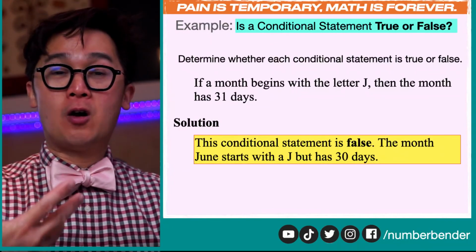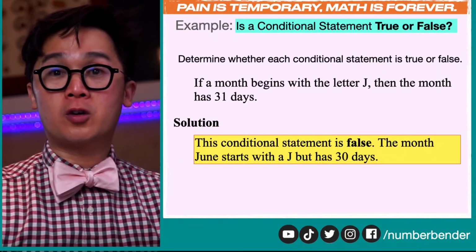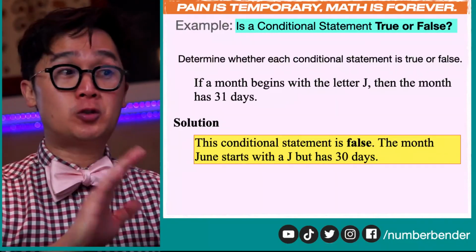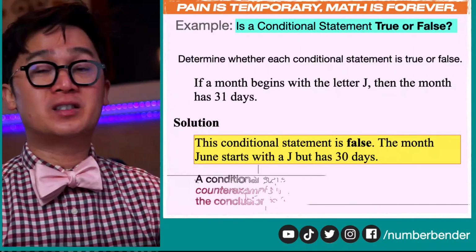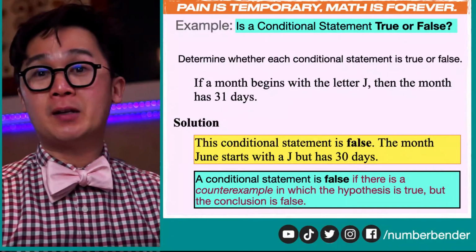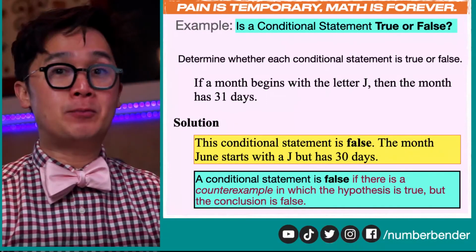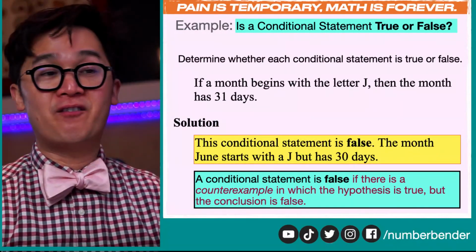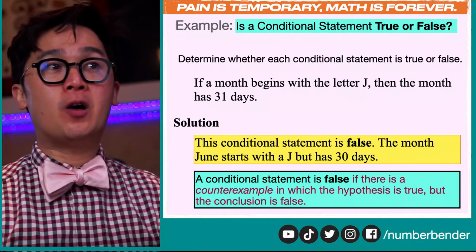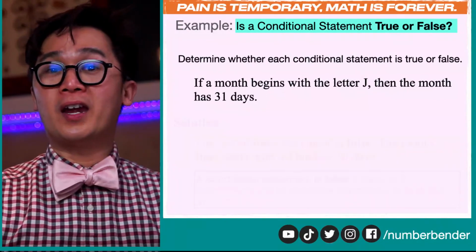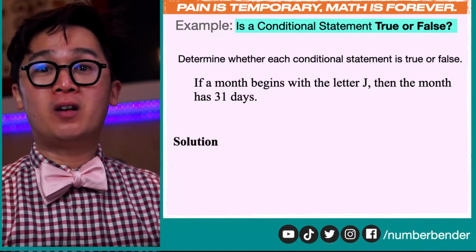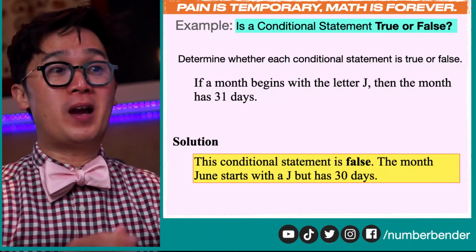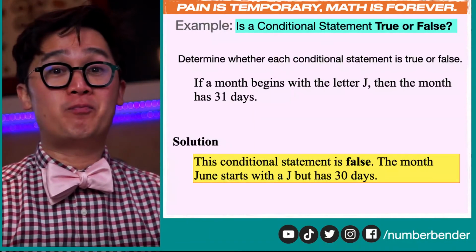So this is how we use that rule to consider a conditional statement true or false. So remember, a conditional statement is false if there is a counterexample in which the hypothesis is true but the conclusion is false. And that's how we know that we are working with a true statement or a false statement given these examples. So don't mind this example because it's just the same as the first one.